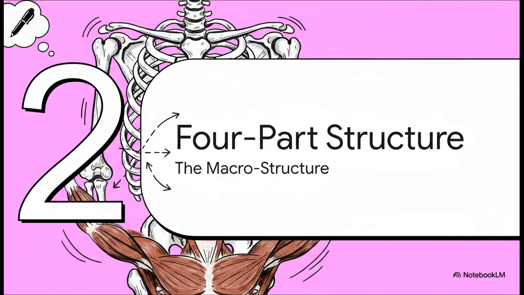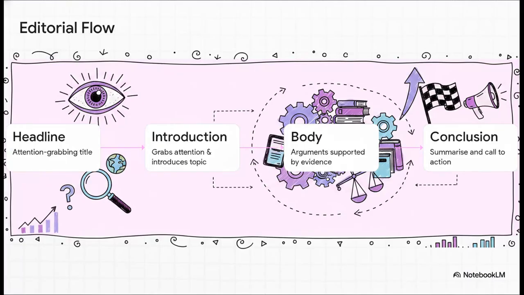Moving right along to section 2, the four-part structure. Think about it this way. If your argument is the muscle, this framework is the skeleton. Every single well-crafted editorial follows a super reliable four-part architectural flow. Step 1, headline. Step 2, introduction. Step 3, body. And step 4, conclusion. It's this linear, logical progression that's designed to effortlessly guide your reader from total ignorance on a topic straight to total agreement with your stance. Build a solid foundation here, and honestly, the rest of the piece kind of writes itself.